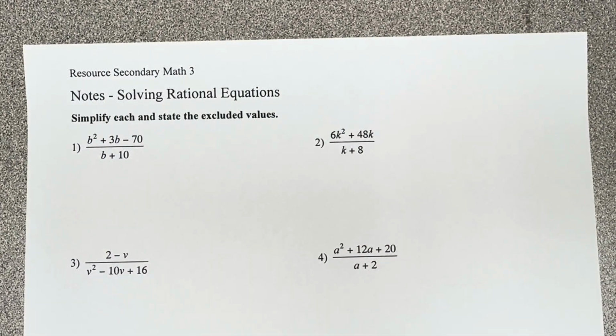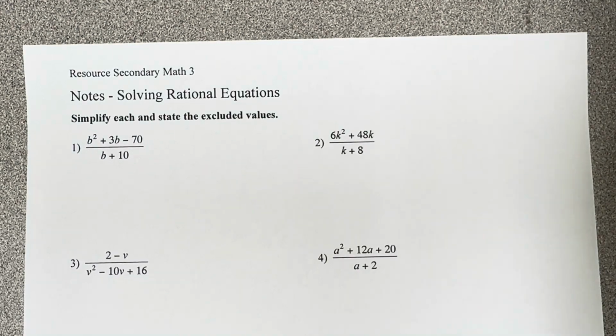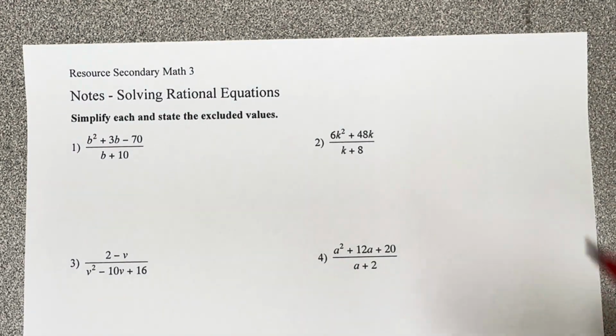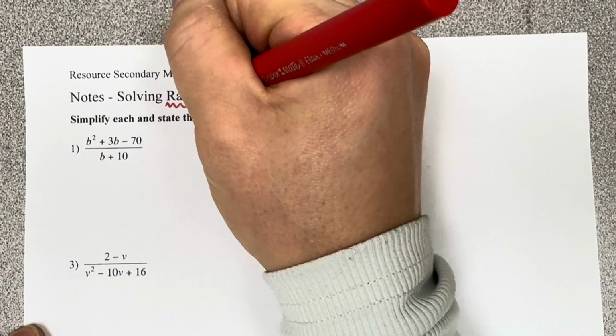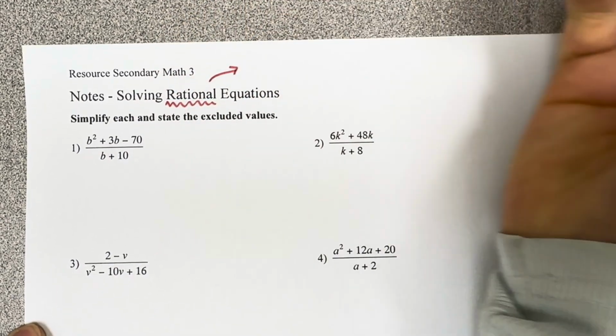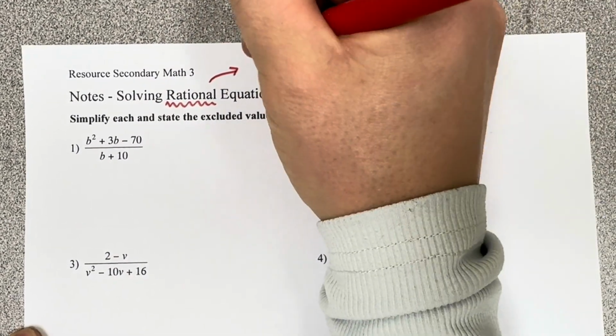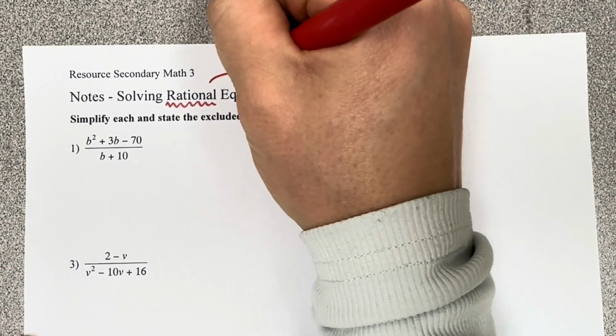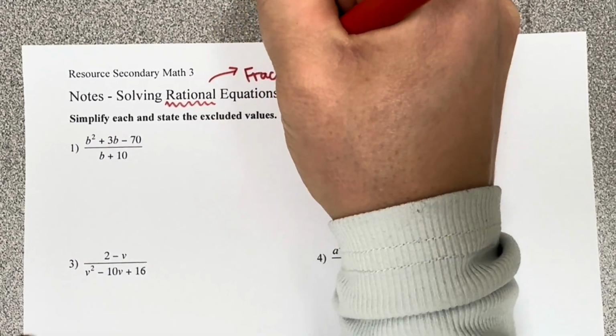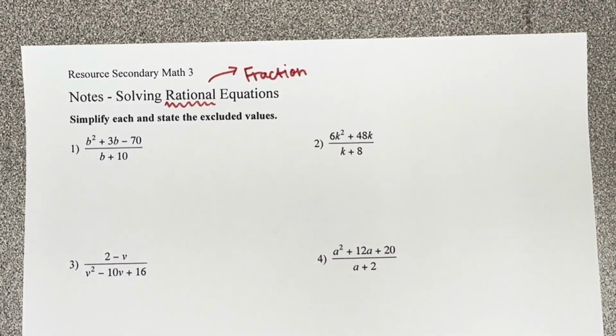All right, so we have been talking about rationals, which really just means fractions. Okay, so I'm gonna go ahead and just define that one more time. So whenever you hear the word rational in math, that really just means we're talking about a fraction where we have a numerator and a denominator.